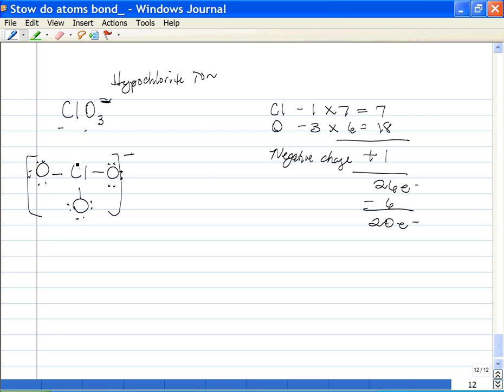And it just so happens, so now when we evaluate each one of these, oxygen is happy. I'm just going to draw a check mark instead of a smiley face. Chlorine has 8 electrons. 2, 4, 6, 8. It's happy. This oxygen is happy. And so is this oxygen.